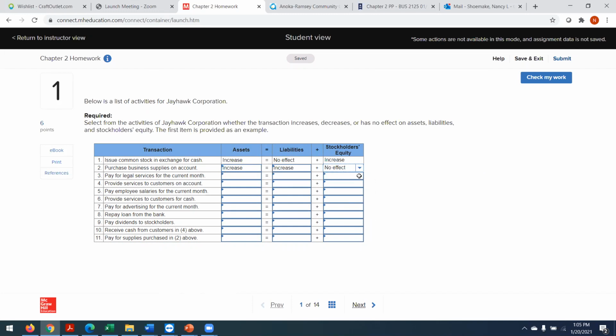Now, let's take number 3. Would you like me to do that one as well? Sure. All right. Pay for legal services for the current month. It would be a decrease in assets, no effect on liabilities, and a decrease in stockholders' equity. You are exactly correct, but I'm going to bug you a little more. Why is it a decrease in stockholders' equity?